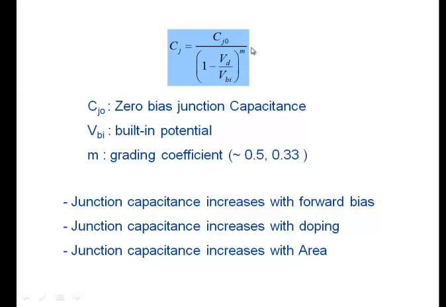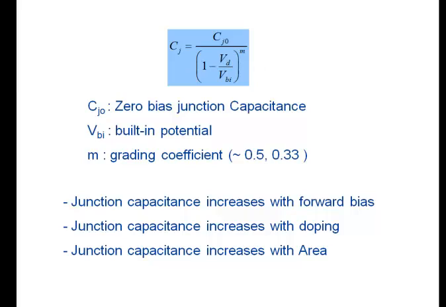Which means that for any diode in a circuit, all I have to know is the voltage across the diode. Once I know that, I can calculate the depletion capacitance. So it depends on these three values, Cj0, Vbi, and M. Now this equation is valid for both forward and reverse bias. The only thing is, in forward bias, Vd is positive, and in reverse bias, Vd is negative.